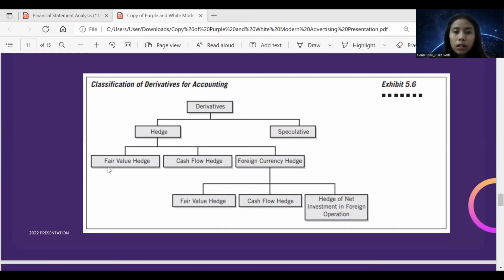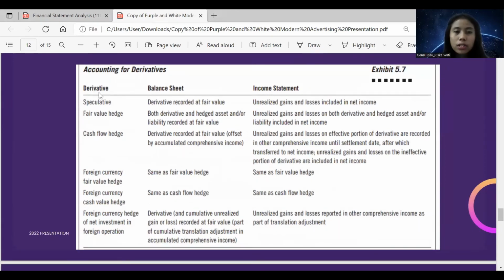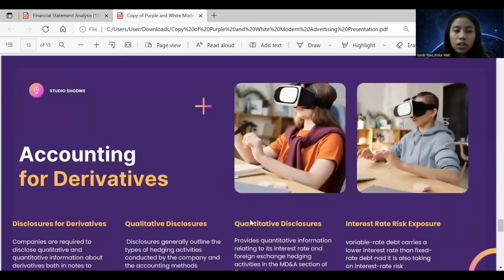Next, accounting for derivatives. You can see how the derivative terms are shown in the balance sheet and income statement. You can simply pause this video and read it by yourself. You will totally understand because it's not something complicated. Next, accounting for derivatives.